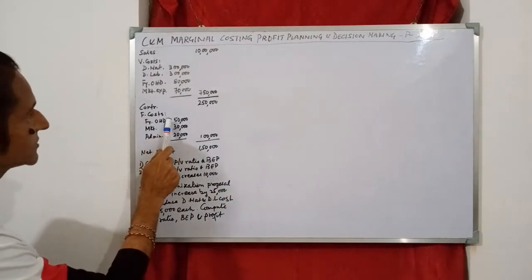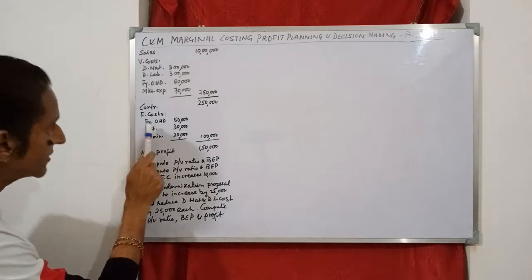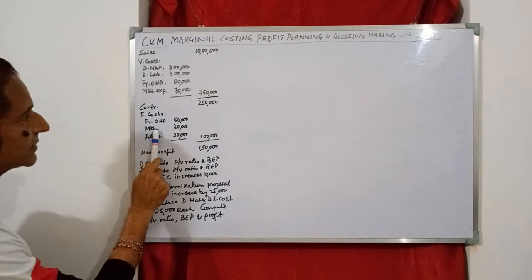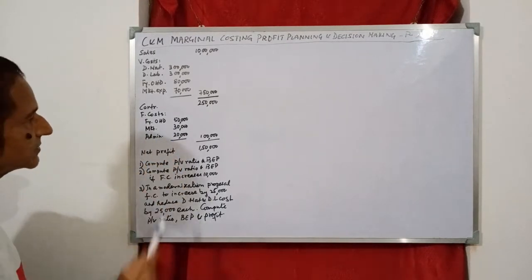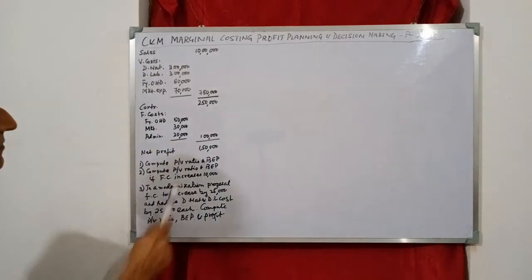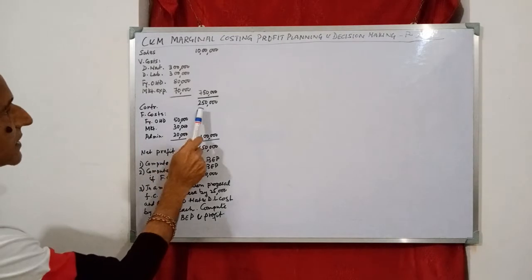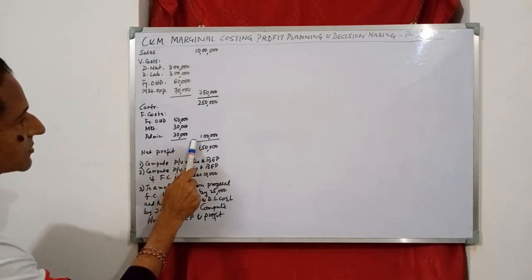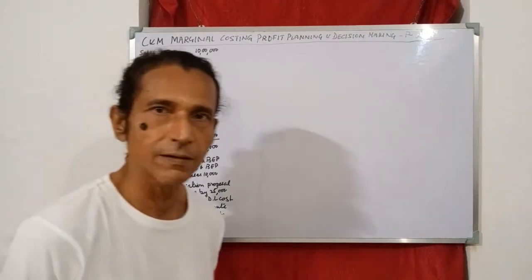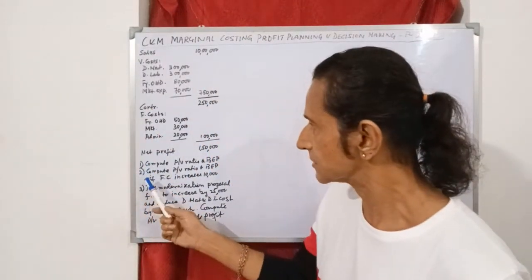Now come to fixed costs. The fixed costs are fixed factory overhead 50,000, fixed marketing expenses 30,000, fixed administrative expenses 20,000. So total is 100,000. So net profit is contribution minus the fixed cost, which is 150,000. Right? Now we have to answer these three questions.